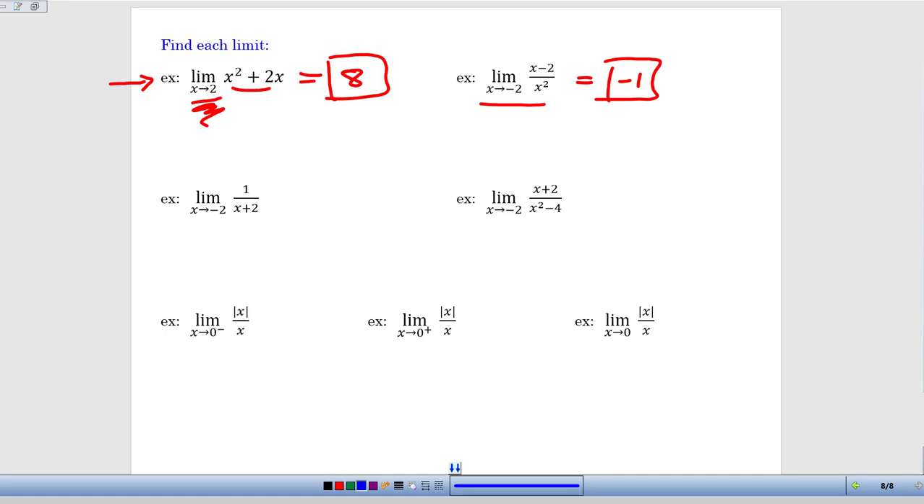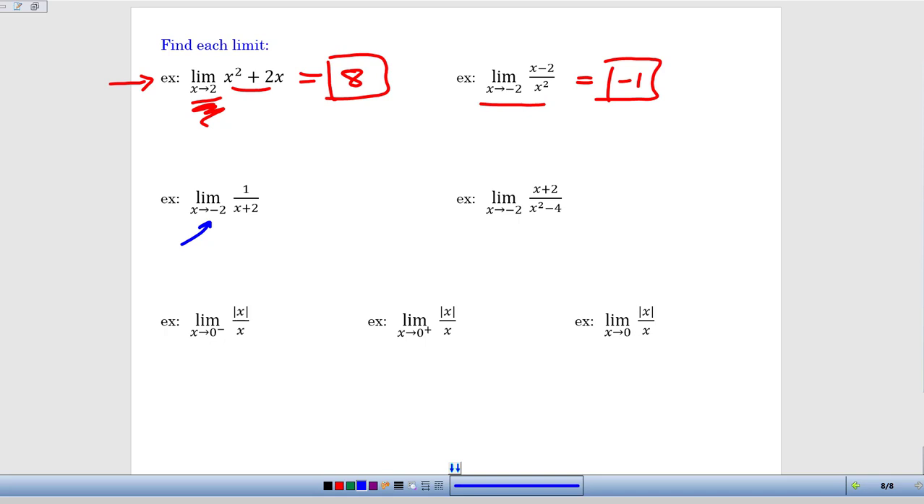Now in the next one, we clearly cannot plug in our target value of x into this function. As we look here, we're told that we want to find the limit. We want to find the y coordinate that this function approaches as x gets closer and closer to -2. But if I try to plug -2 into this function like I did on each of the previous ones, I get 1 divided by 0. I can't plug that number in.